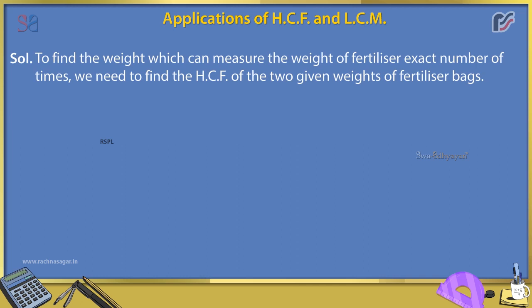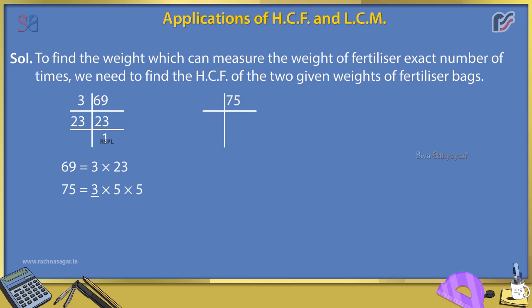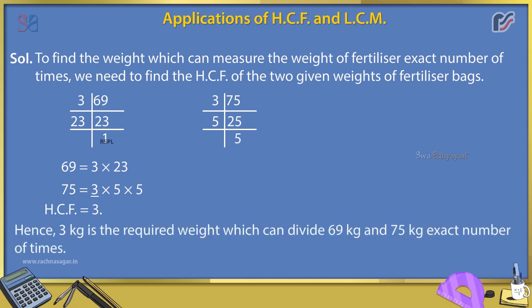Solution. To find the weight which can measure the weight of fertilizer exact number of times, we need to find the HCF of the two given weights of fertilizer bags. 69 equal to 3 multiplied by 23. 75 equal to 3 multiplied by 5 multiplied by 5. HCF is equal to 3. Hence, 3 kg is the required weight which can divide 69 kg and 75 kg exact number of times.